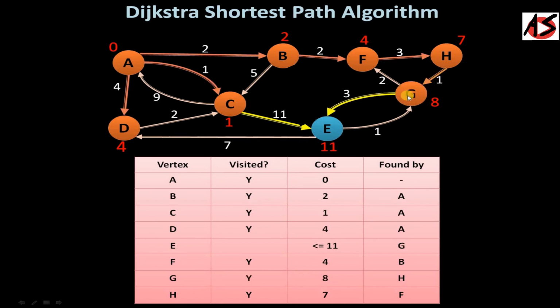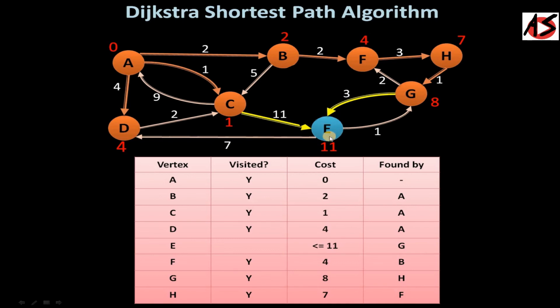visited node, and then you can see here G is also exploring a node, that is E here. So you can see here node E has two ways, that is from A to C, C to E, and the second way is A to B to F to H to G to E. So which is the shortest path for E?